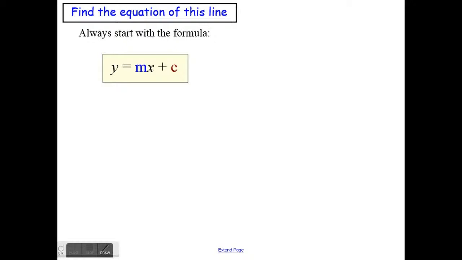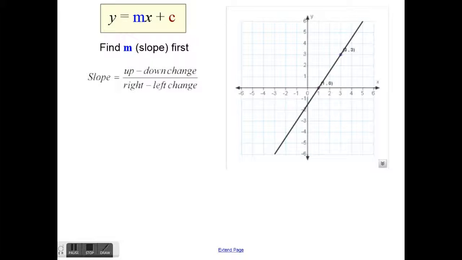So now we have the right letters. So, first thing, as always, when finding the equation of a line, you start with your formula, right? y = mx + c. Very straightforward. So, let's say this is our line.